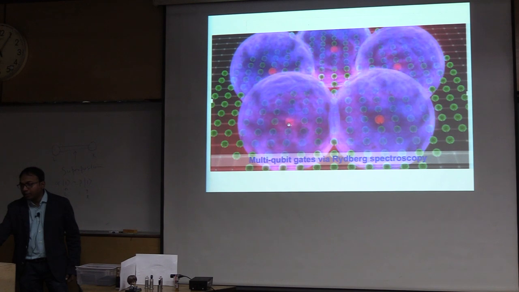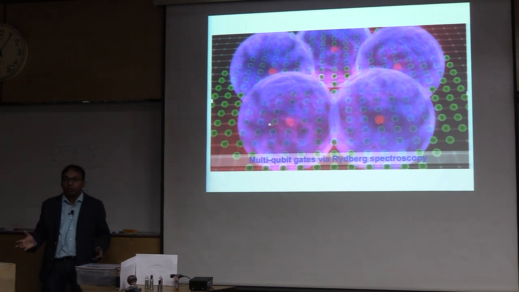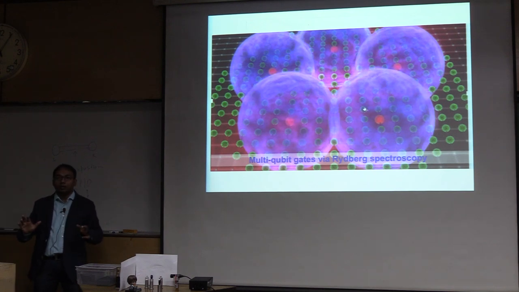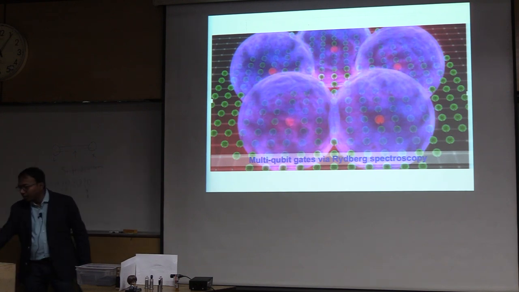So for example, in this array of blue and green atoms, a few atoms were excited to the Rydberg state, and you see this kind of a ball surrounding it. This represents its interaction volume. Now in this interaction volume, if another atom comes in, like this second one, then they will interact with each other. That's how the multi-qubit gates, like CNOT and Toffoli, are implemented.